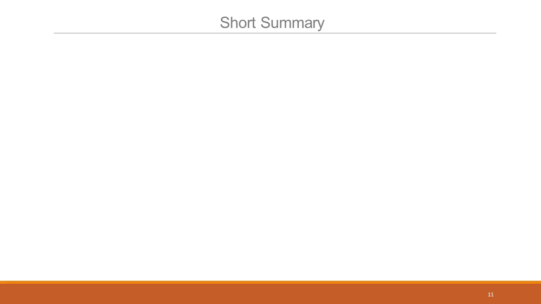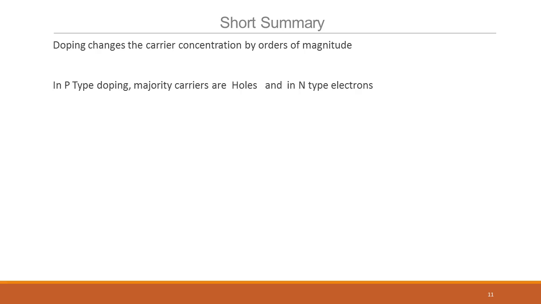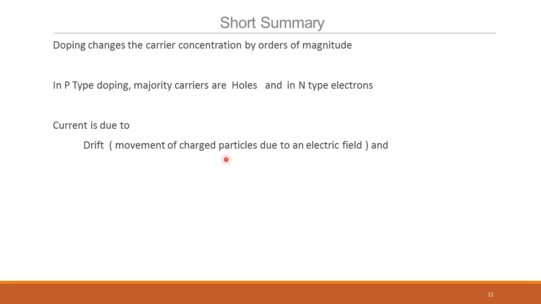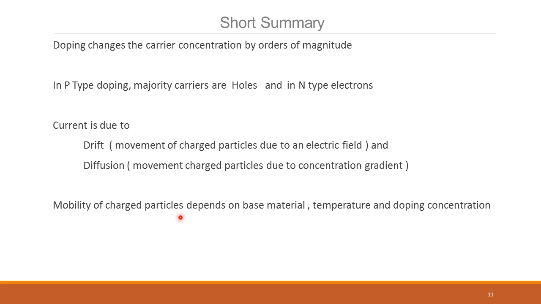Short summary: doping changes the carrier concentration by orders of magnitude. You've seen that in the previous lectures. P-type doping has majority carriers of holes, and N-type has electrons. Just to reiterate, current is due to drift, the movement of charged particles due to an electric field, and diffusion, the movement of charged particles due to a concentration gradient. These are the two things that we saw in this chapter. Drift is due to the presence of an electric field. Diffusion is because of the concentration gradient. Both are responsible for current conduction. Mobility of a charged particle depends on the base material, temperature, and doping concentration.